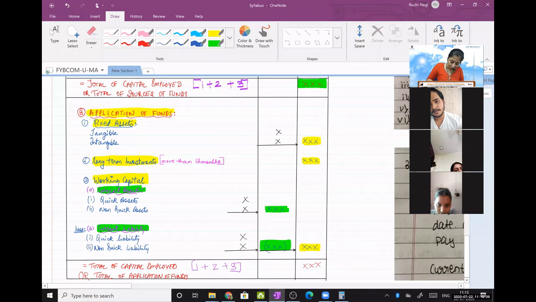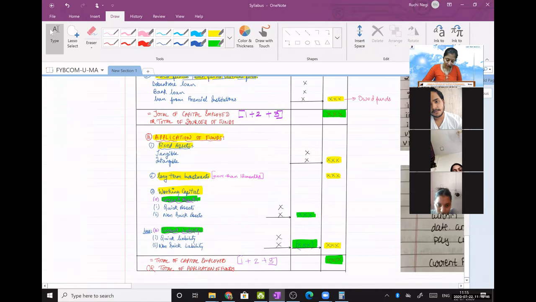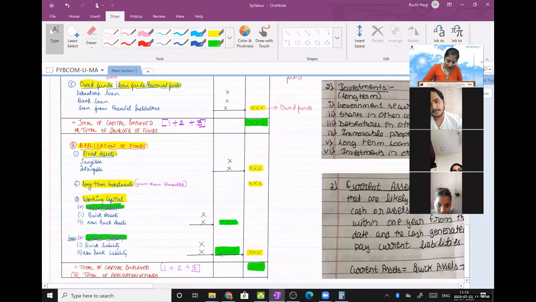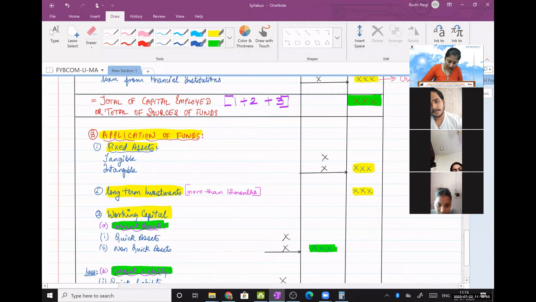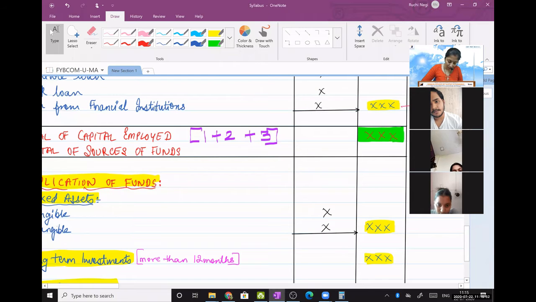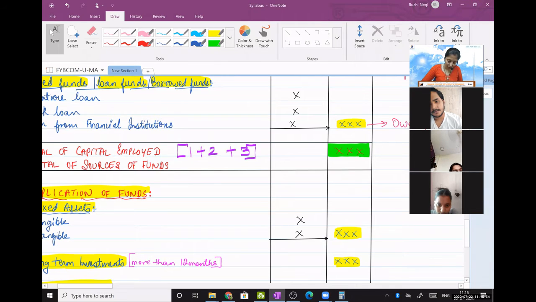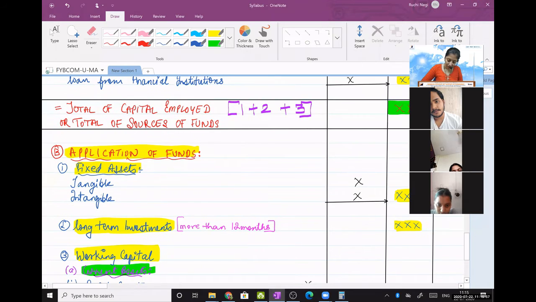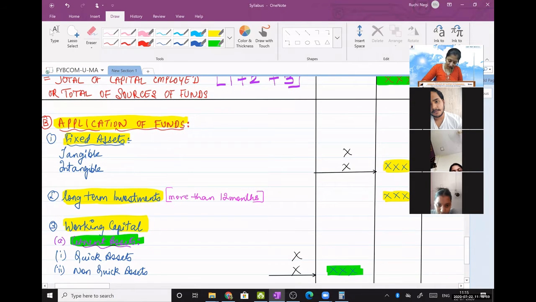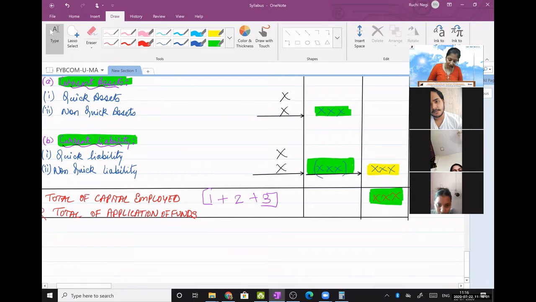And total sources of funds should tally with this answer, total application of funds. Is it clear? Total sources of funds, this. Total sources of funds, 1 plus 2 plus 3 should tally with this total application of funds. Okay.